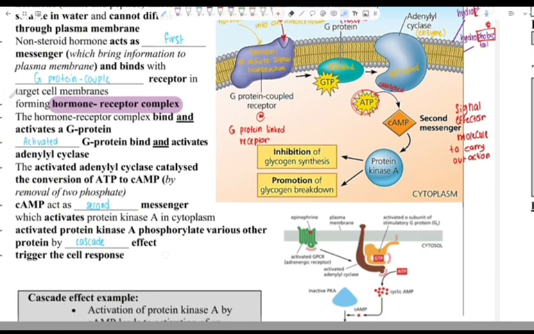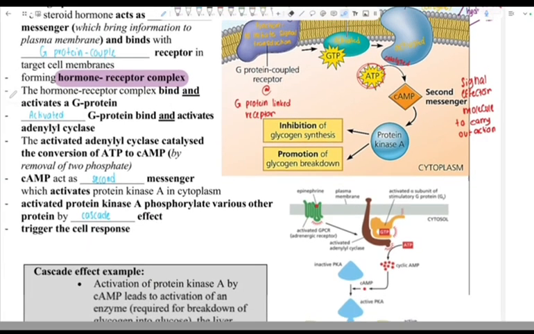So, activated protein kinase A ni pula dia akan phosphorylate various other protein by cascade effect. Mesti kamu tertanya-tanya kan apa tu cascade effect ni? So, kamu bayangkan je, cascade effect ni dia macam satu orang ni dia post satu benda dekat TikTok dan orang ramai-ramai repost benda tu. Bila sudah ramai orang repost benda tu, dia akan menjadi viral.